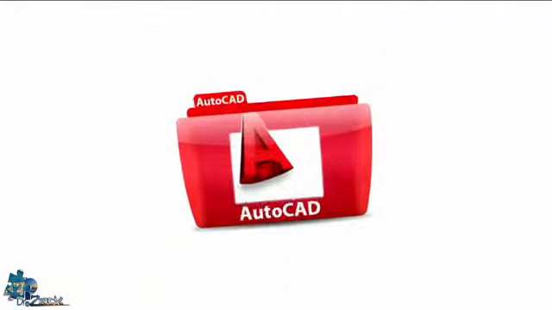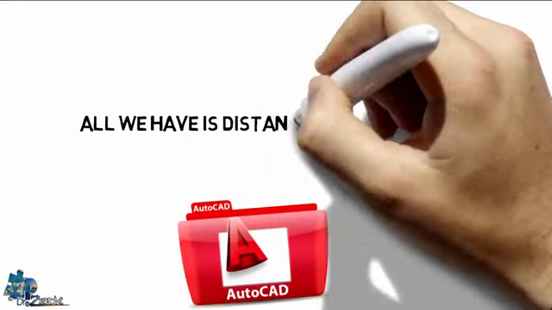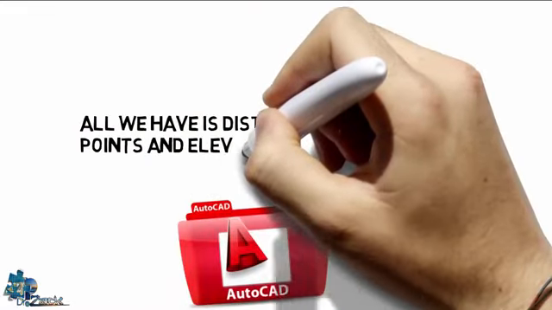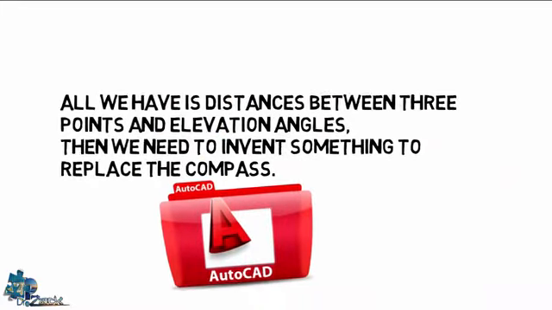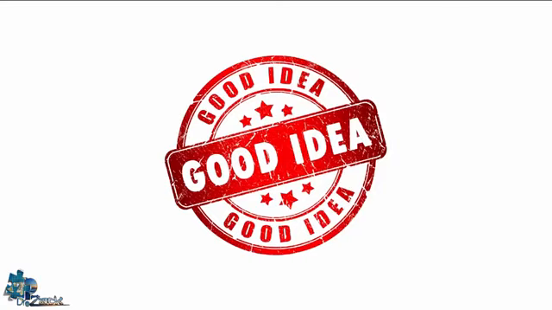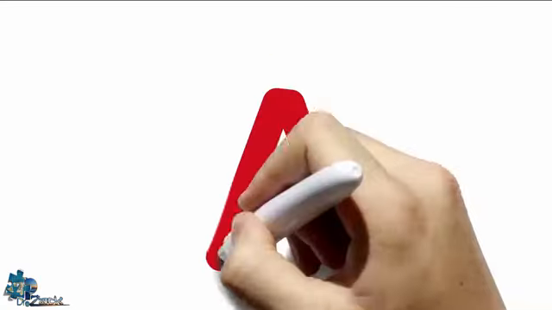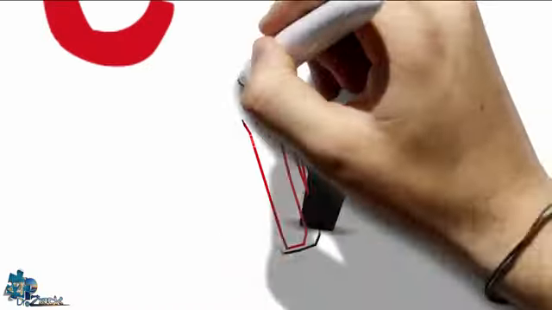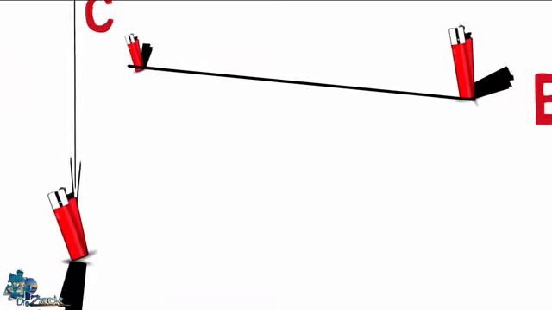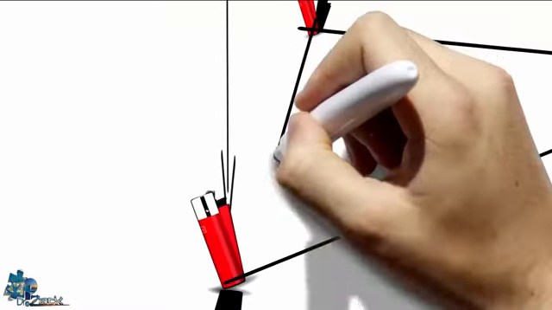Now let's go back to the experiment. If we are going to draw this in AutoCAD, and all we have is distances between 3 points and elevation angles, then we need to invent something to replace the compass. And I got a pretty good idea. So these are the 3 points, A, B, and C. I'm going to need to place 3 objects on each point to get the shadows and to measure the elevation angles. And I'm going to measure the distances between these 3 points.